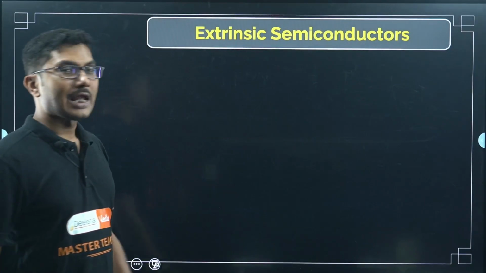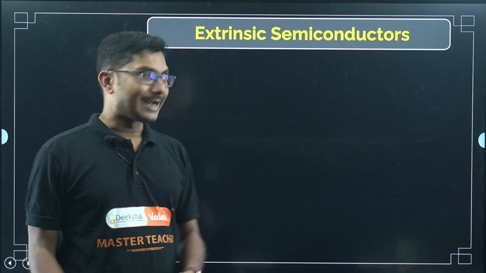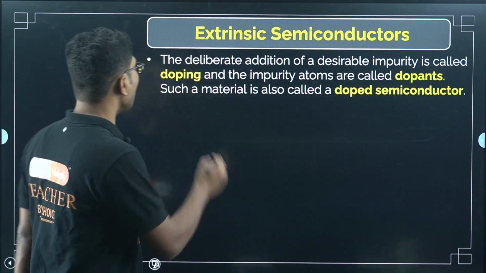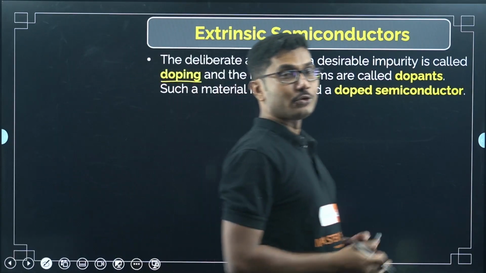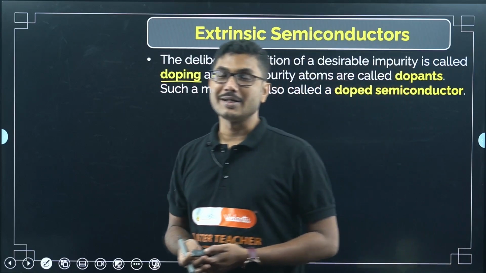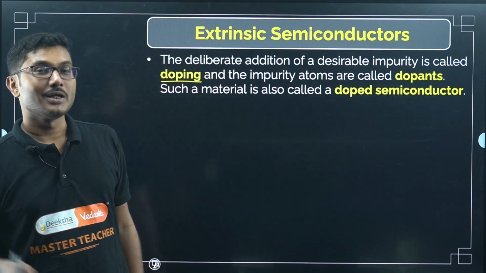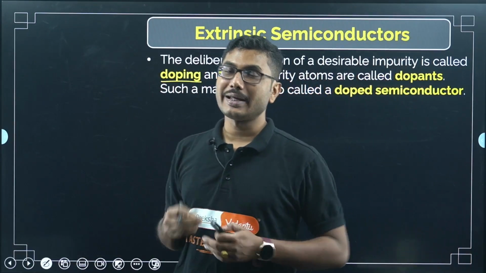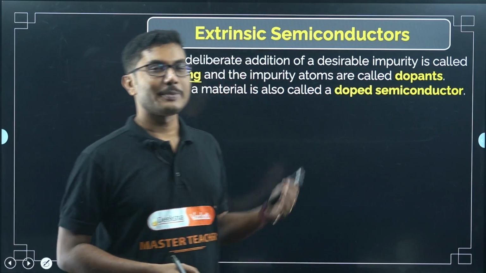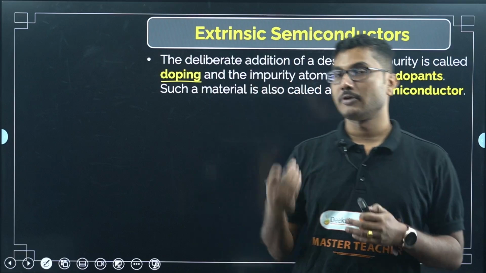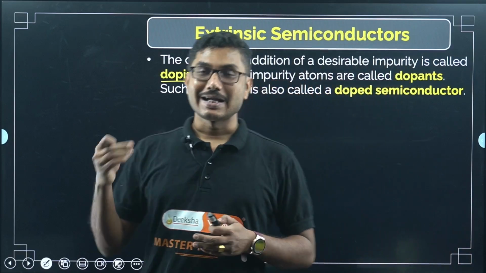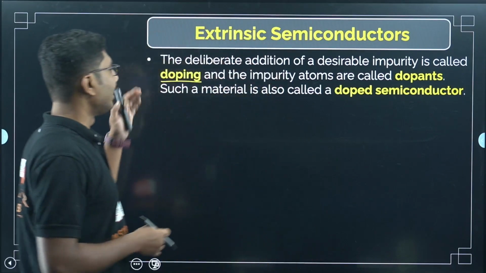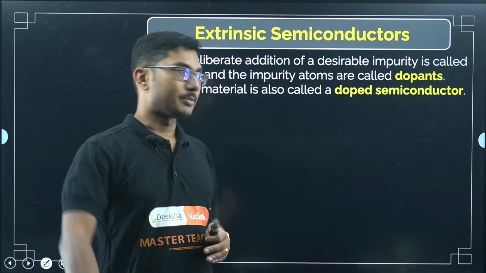Now, what type of dopants will we add? Let's learn about that. The deliberate addition of a desirable impurity is called doping. It is very common in sports. If you follow the Olympics, you might have heard that a person was caught doping. Doping means taking a foreign substance to improve your performance. It improves performance, but it is not natural; you are taking it externally. Extrinsic semiconductor comes from the term external. That's why it is called doping, something which improves its performance, right?